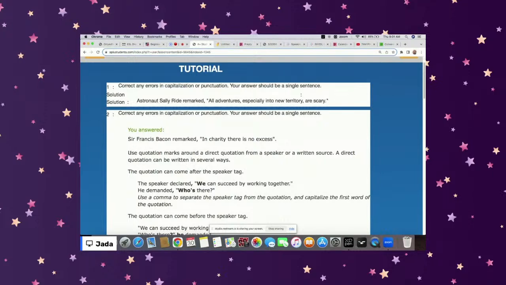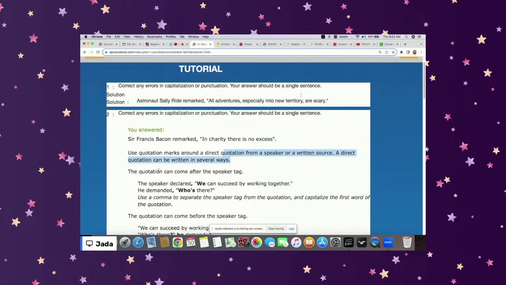Use quotation marks around a direct quotation from a speaker or a written source. So you're gonna use quotation marks around a direct quotation from a speaker. That is, maybe the speaker is making a statement, but you need to put the statement in quotation marks. So that is the direct quotation from a speaker or written source. A direct quotation can be written in several ways.